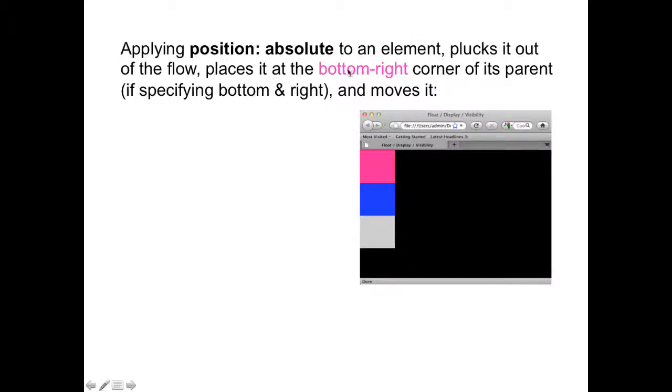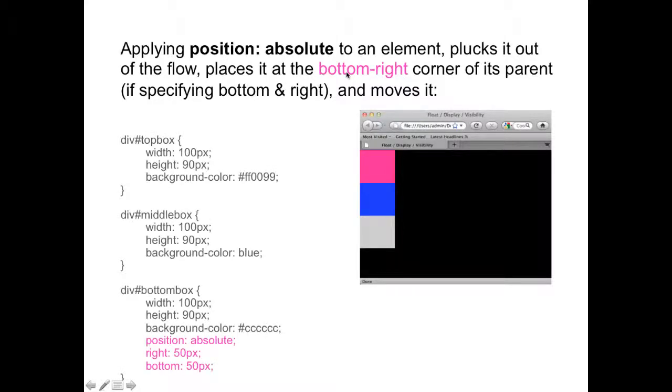This is the same rule, except that we're discussing bottom right this time, not top left. So what do you think will happen? Exact same thing, position absolute to the gray box. Instead of saying top left, we are saying bottom right. So assuming that the screen or the body element is the parent of the gray box, where are the bottom and right corners of the screen or of the body element? Here, right? This is the bottom right corner.